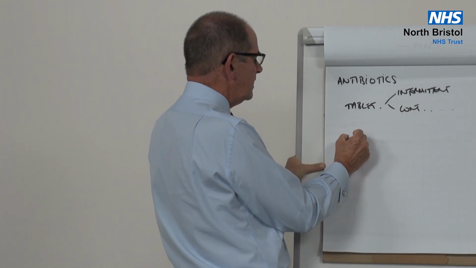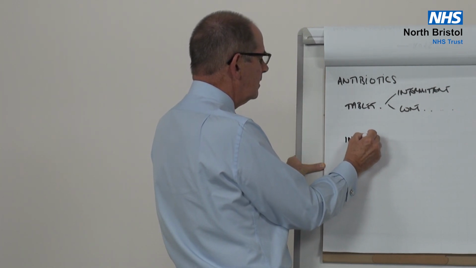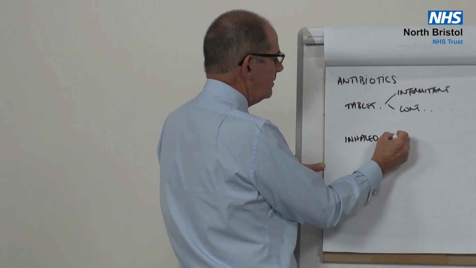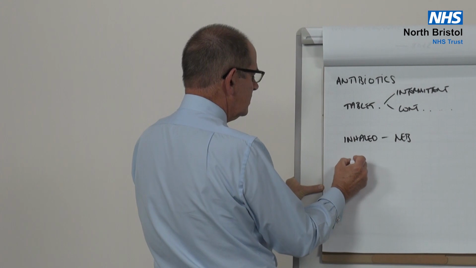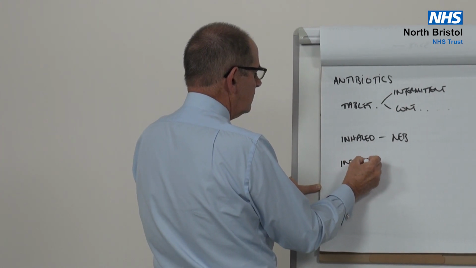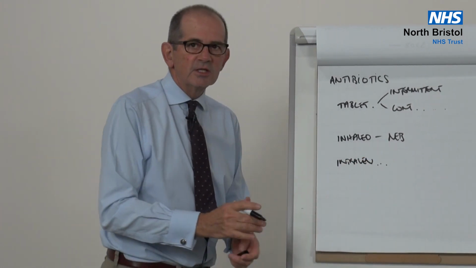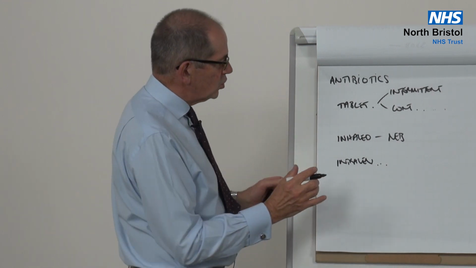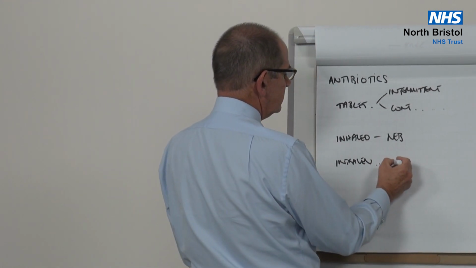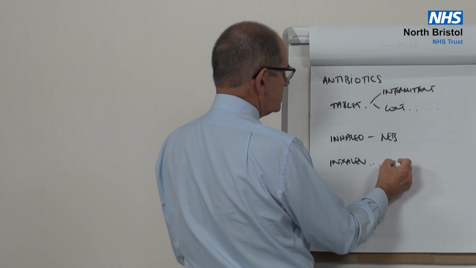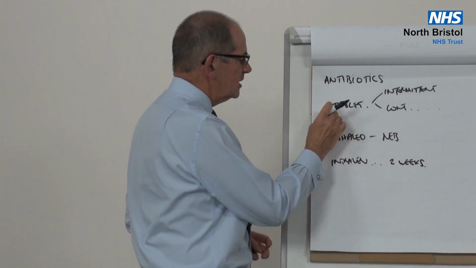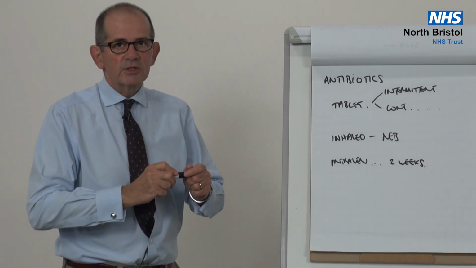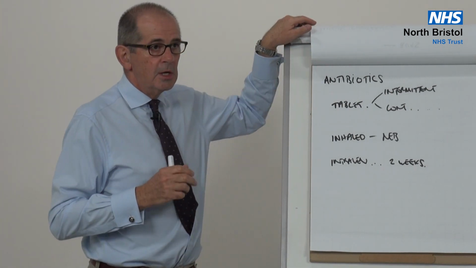And then we can have inhaled therapy, antibiotics via a nebulizer. And then we can have intravenous, where the antibiotic is injected into a vein, usually for a course of treatment and usually for something like 2 weeks of treatment. So these are the options for antibiotic therapy in bronchiectasis.